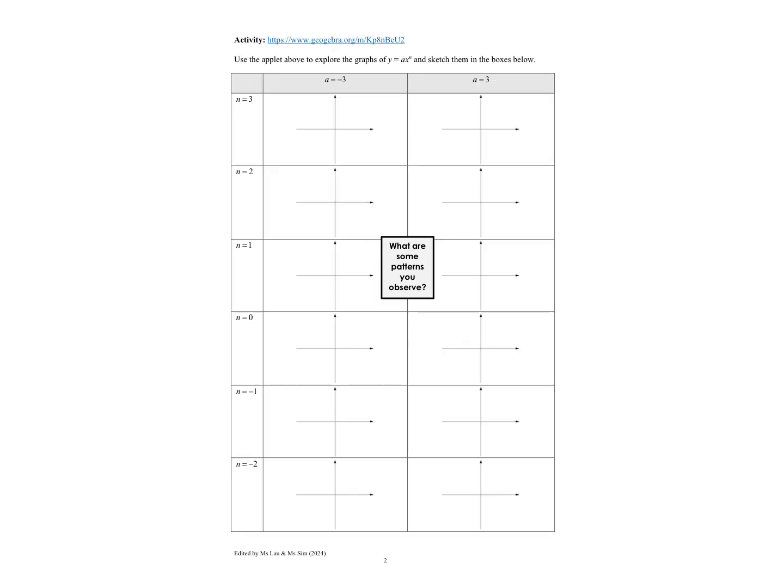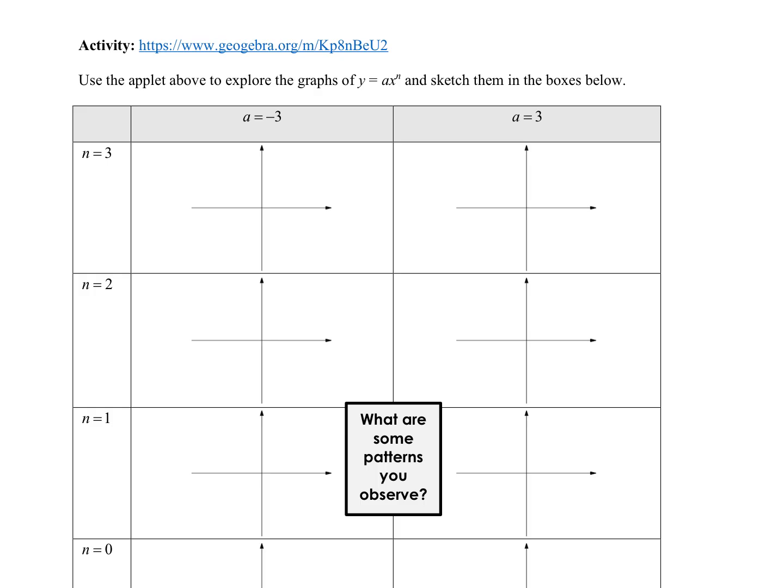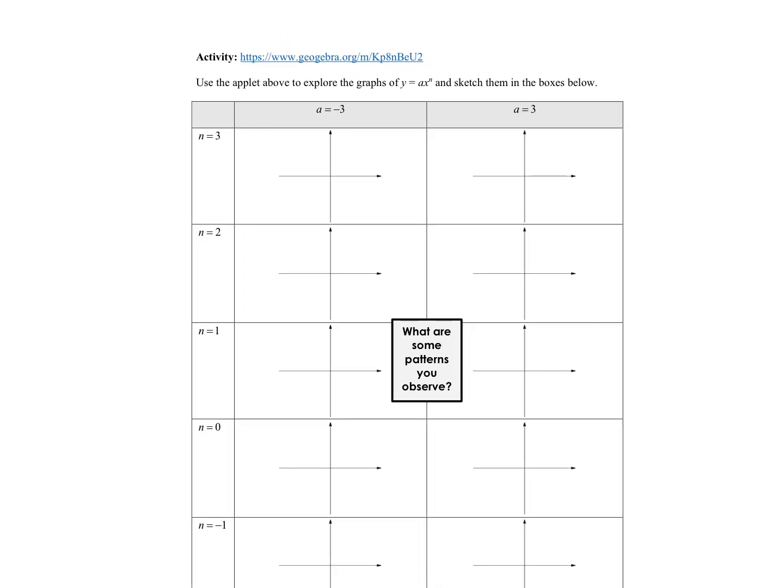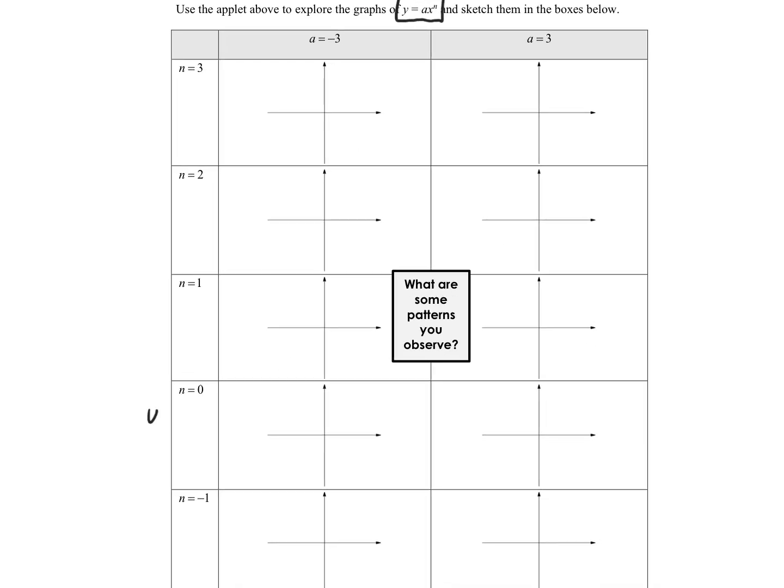Okay, next graph. Now is the exciting part. So it's never 0. Why x never equals 0? Okay, here. The one that we are familiar with is n equals 0.